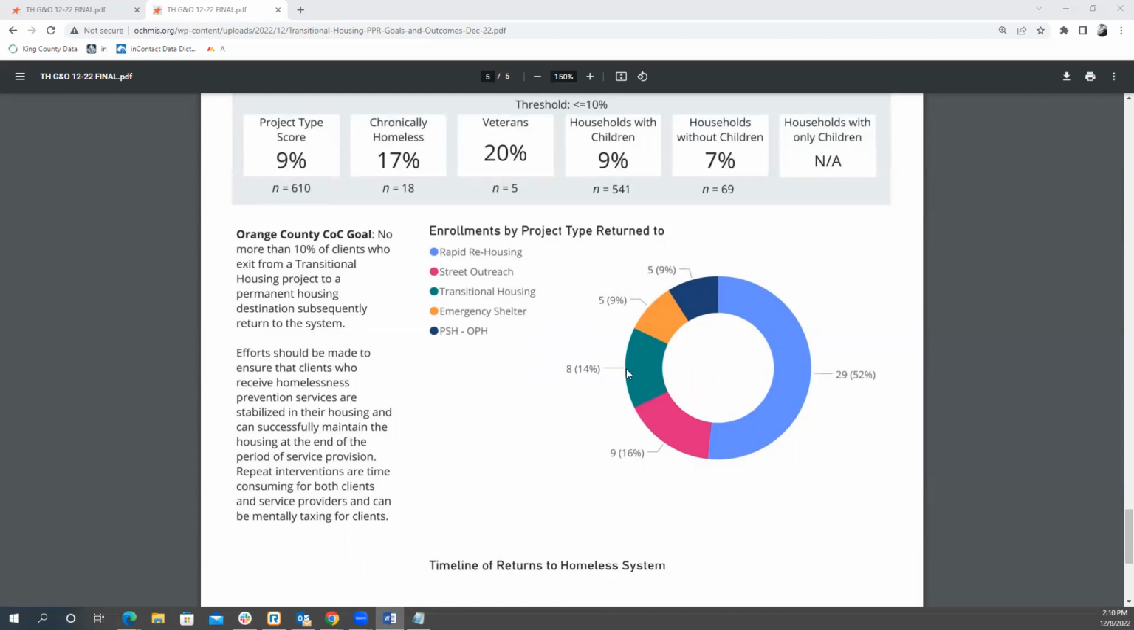So when we send the draft data for the PPRs, I would recommend looking at goal 10 because it will show you the clients that are exiting from your transitional housing project. And it'll say they're returning to this project, and this project is a rapid rehousing project. And I recommend looking at the exit date from your transitional housing project and the entry date into that rapid rehousing project.